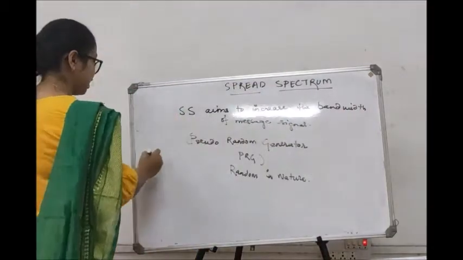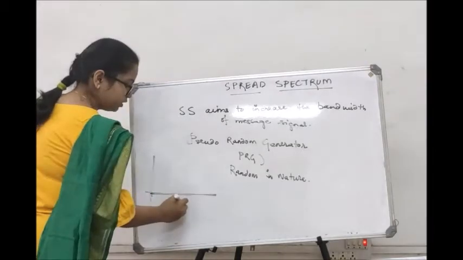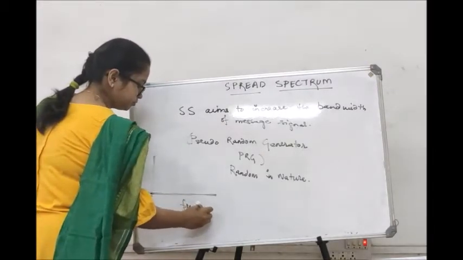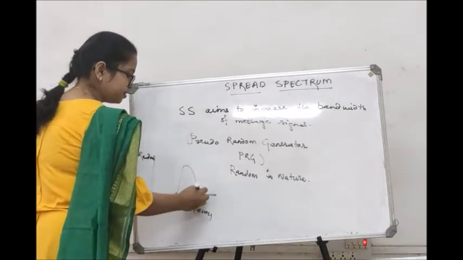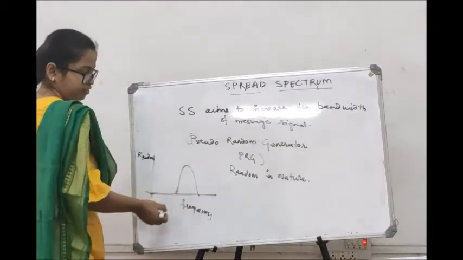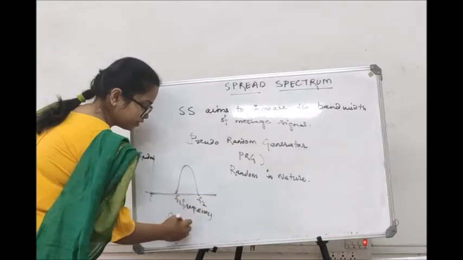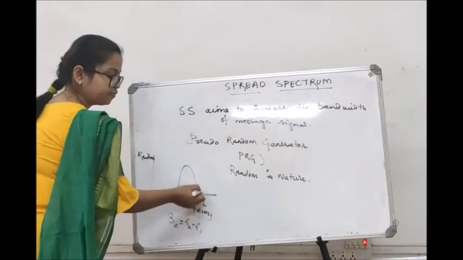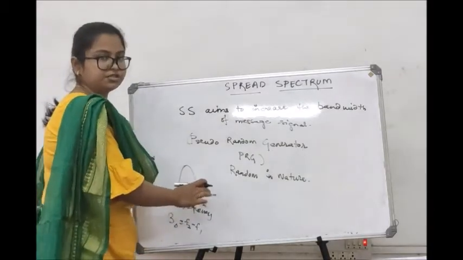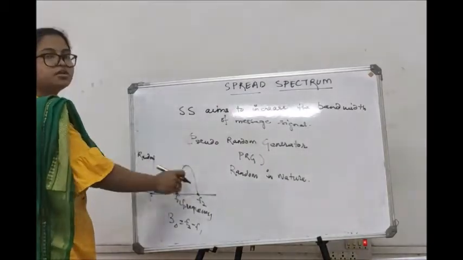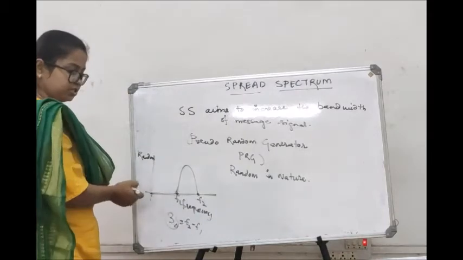Okay. So suppose the graph looks like this. This is frequency, this is randomness. Suppose this is the bandwidth. What is bandwidth here? Bandwidth of the original signal is equal to f2 minus f1. This is the frequency at the end, and this is the frequency at the start. This is the range of frequency in which our original message is functioning. So this is the bandwidth of the original signal.